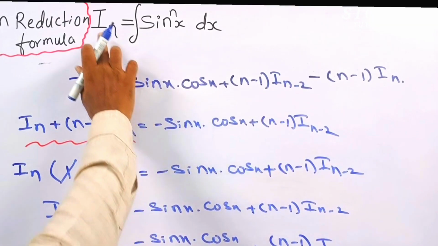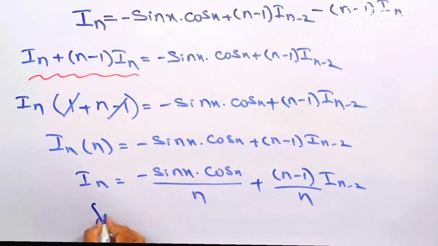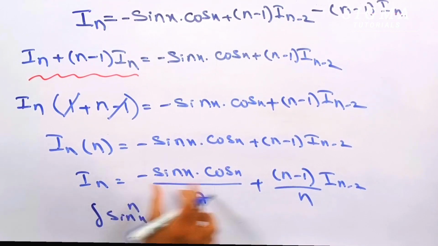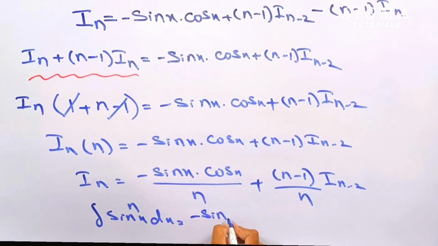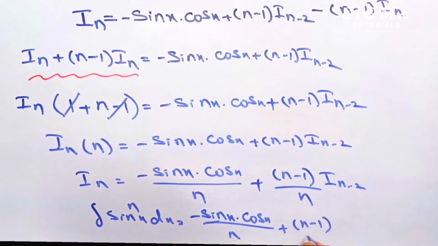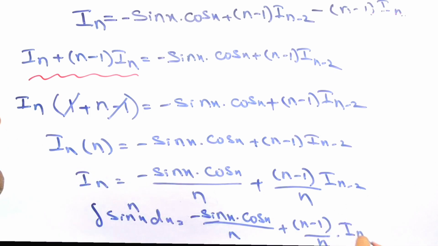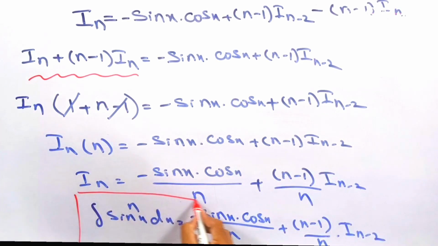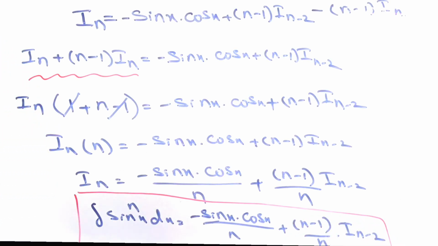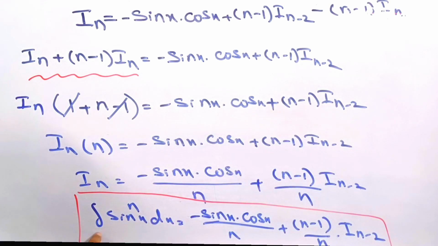In the next step, as you know, I_n equals integration of sin^n x dx equals this thing. I can write minus sin x cos x divided by n plus (n minus 1) divided by n into I_(n-2). This is the reduction formula for sin^n x dx. Integration sin^n x dx is equal to the whole thing.